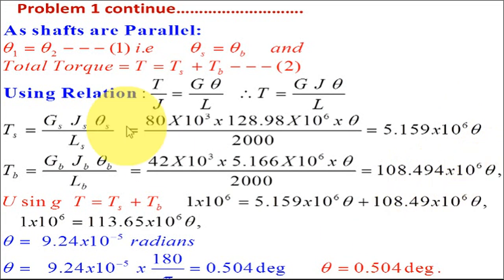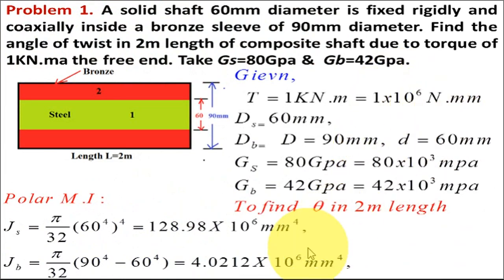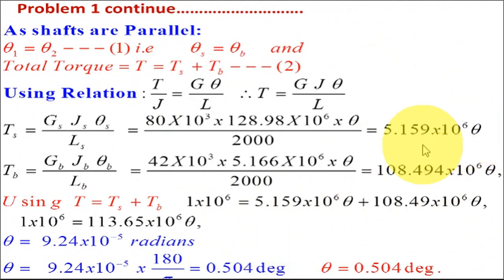So putting in equation 2, what do I have to put now? We have calculated Ts is equal to this value, Tb is equal to this value. Now using the equation T equal to Ts plus Tb, put Ts and Tb as these particular values. Total torque is known, it is given in the problem, 1 into 10 to power 6. So it is over here, and individual torque values in terms of theta we have just calculated. I have added that, and if we solve this, the only unknown is theta.